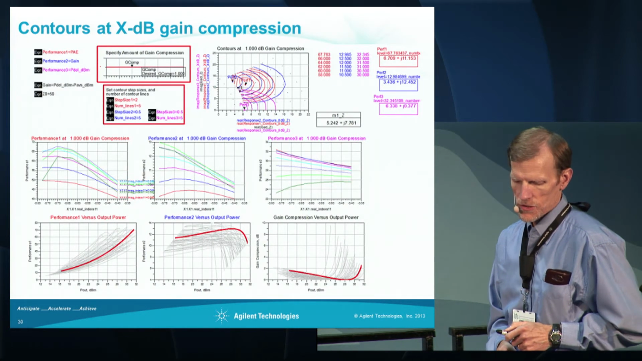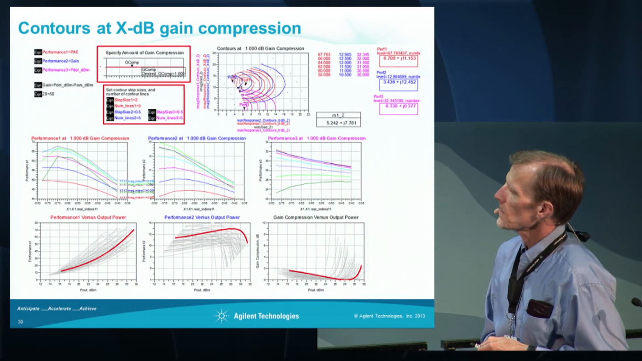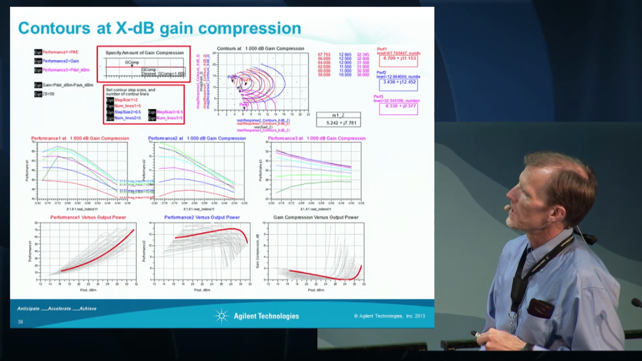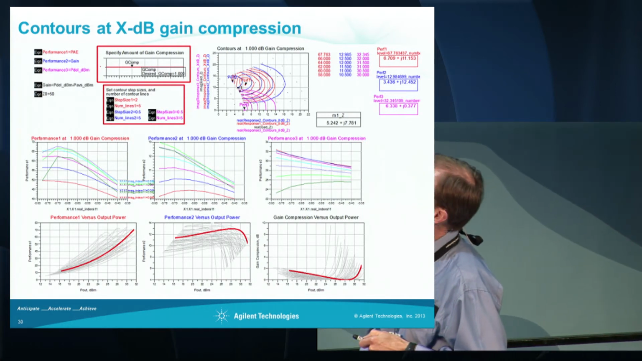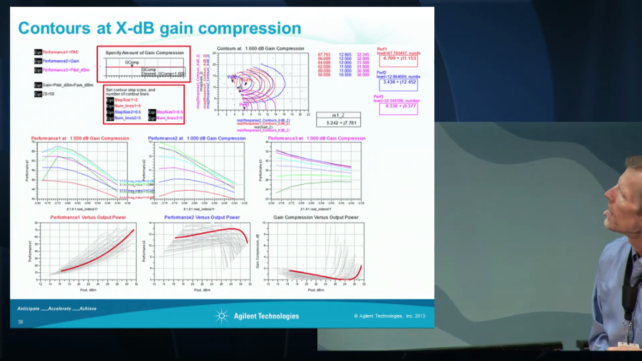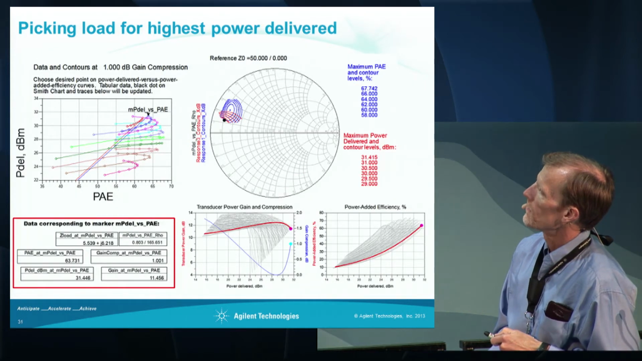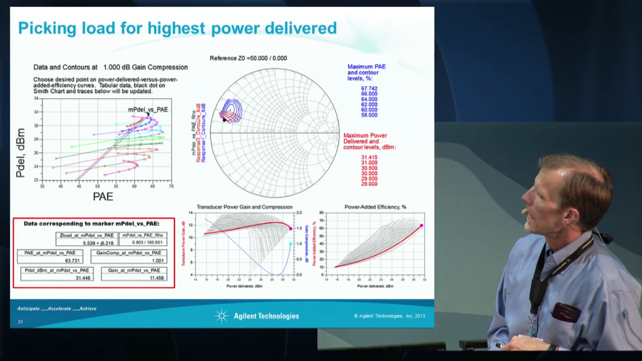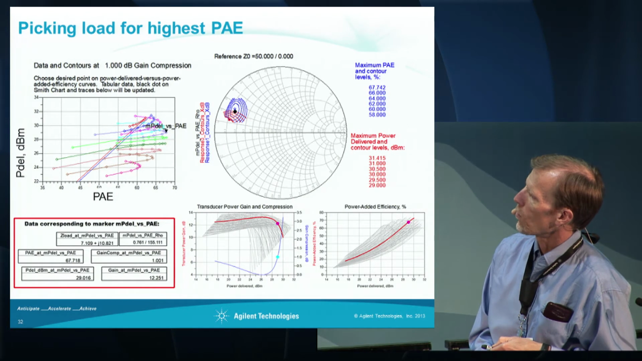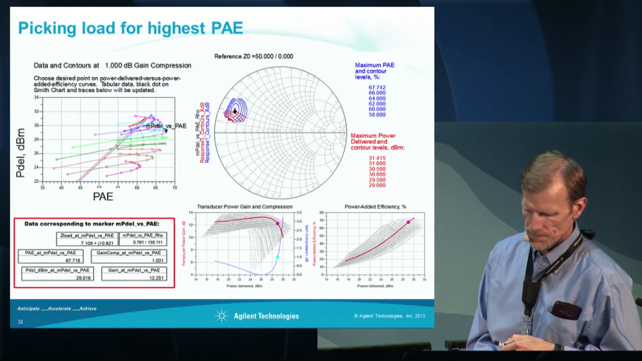From the same simulation results, we can look at the X dB gain compression data. These are the contours at the 1 dB gain compression point for efficiency, gain, and power delivered. This is where we've picked a load for the highest power delivered, about that point. And this is where we've picked a load for a higher power added efficiency, about here. So you could choose something in between those two if you prefer.